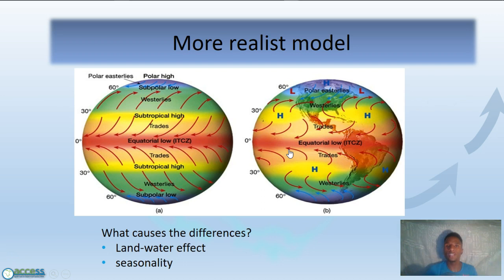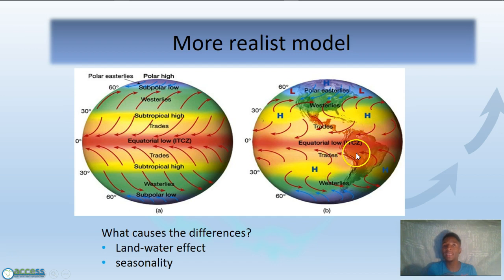So now we are moving to a more realistic model. More realistic, it's not real, to more realistic. So now we are having what we call the land and water effect. We've already explained the movement of differential heating and all this stuff. So now we have to encounter two things here: the ocean and the land. So land and ocean are not heated equally. So the land is heated faster than the ocean.